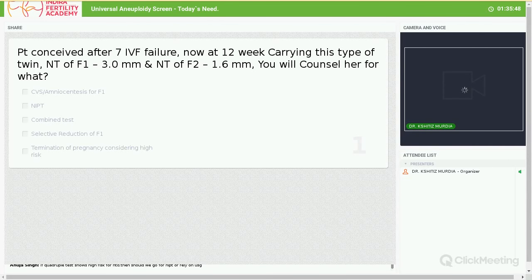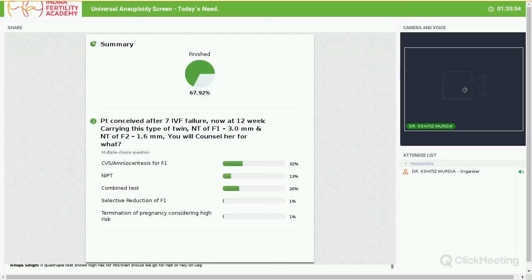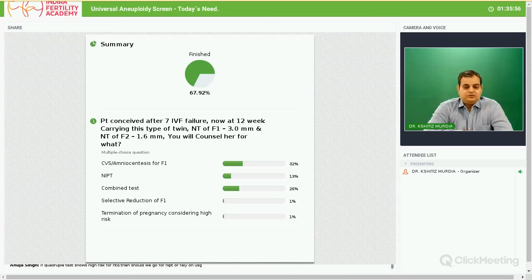Do the combined test. If the combined test is perfectly normal, there is no need to do anything. If the combined test comes up higher, then definitely do amniocentesis in this case for the baby with the increased NT. One amniocentesis is enough because it's again a monochorionic pregnancy, so the genome of both babies is going to be the same.